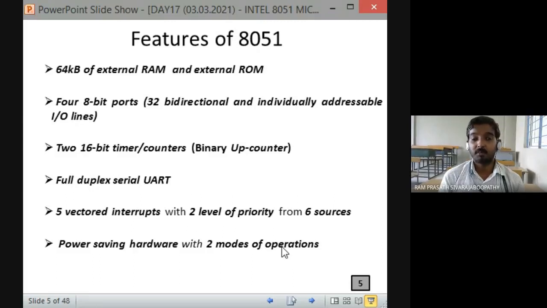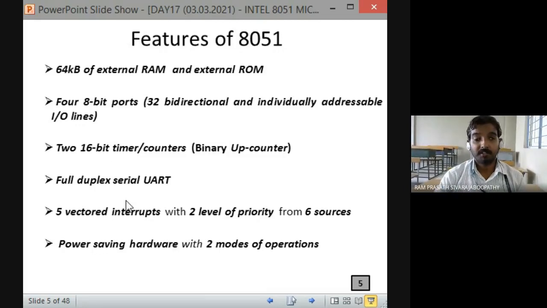In that power saving mode, it is going to consume less power compared to the normal mode of operation. So it is going to save the power consumption of the system. So the 8051 has two power saving modes of operation available. Fine. So that's all about the features of the 8051 microcontroller. Do you have any doubts up to this? Any doubts?